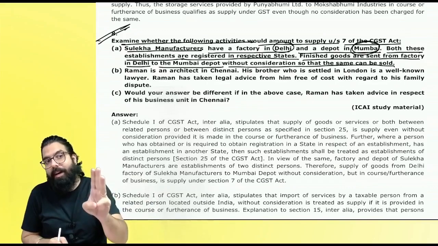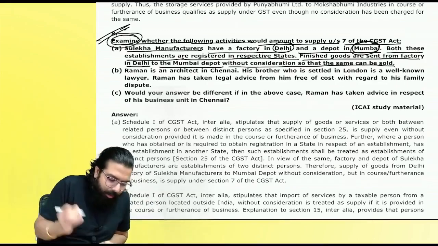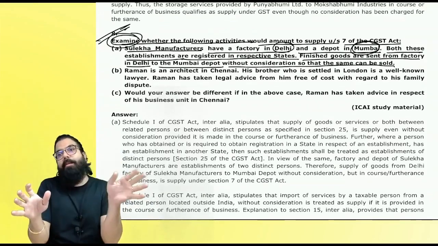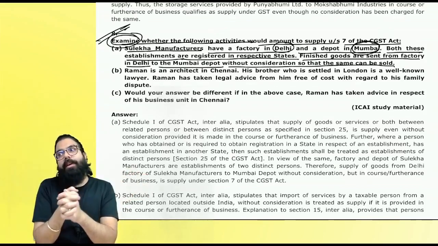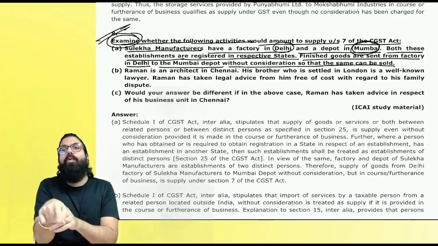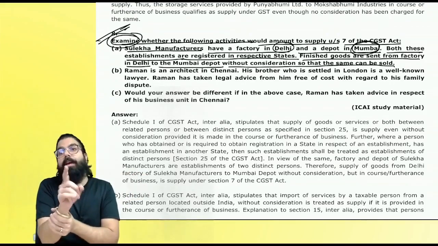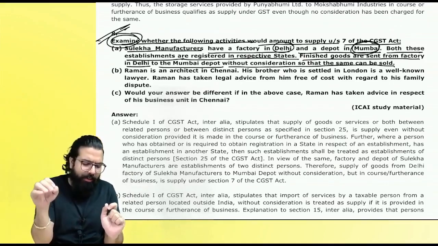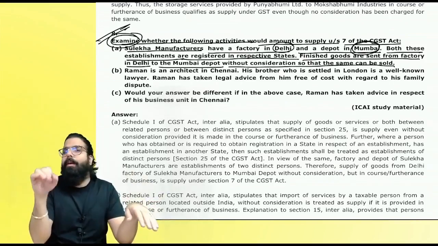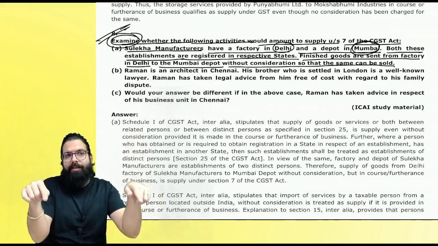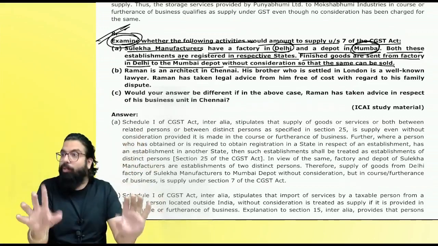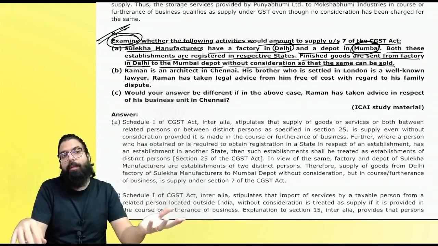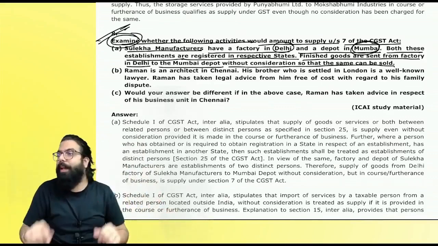Without consideration also it will be considered as supply. They are telling you to examine. When they are telling you to examine, first you have to say: Schedule 1 says that whenever a transaction is happening between related persons, without consideration also it will be considered as supply. Then you have to say related person or distinct person. Since they have one manufacturing unit, factory in Delhi and depot in Mumbai, registered in their respective states, hence they are distinct persons. That you have to say. And then you have to say when there is a supply between distinct persons, it will be considered as supply. So when goods are going from here to here, it will be considered as supply. Can I go ahead, everyone?